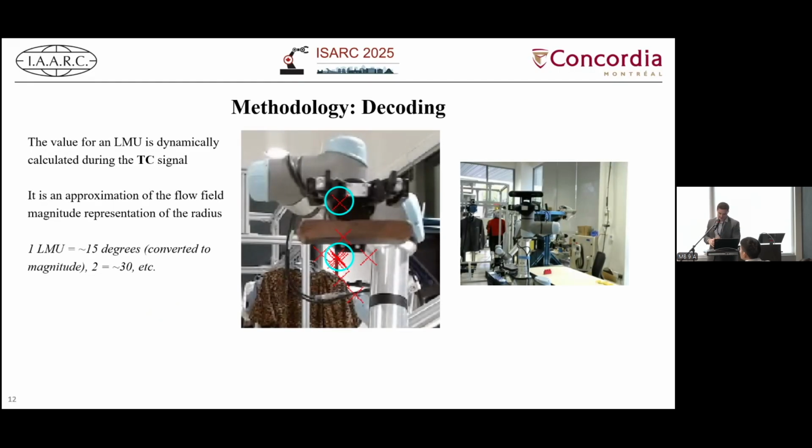The value for the LMU is calculated dynamically. How that works is that when the TC signal is sent, we can approximate the value of that 15-degree LMU by using this radius. We take the magnitude of that radius, and we know the angle of the encoding angle, so we can convert appropriately to get an estimation of that magnitude.